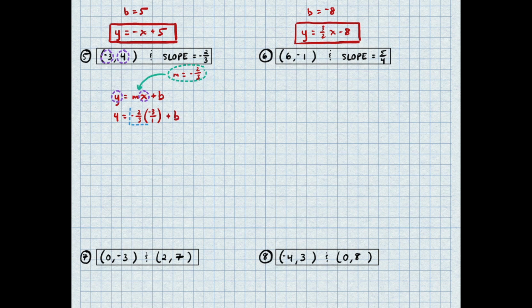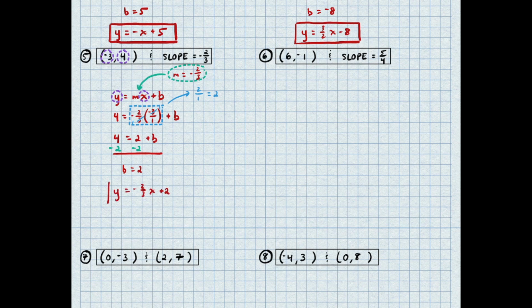Now we have to multiply this -2/3 by -3 over 1. First, notice that this 3 and 3 are going to cross cancel to make 1 and 1. After cross canceling, we're going to see that 2 times 1 is going to be 2, and 1 times 1 is going to be 1. This thing is just going to simplify down to 2. And I dropped the negative since I knew that a negative times a negative would be a positive. Simplified a bit, we can say that 4 is equal to 2 plus b. To solve for b, we're going to subtract 2 from both sides here. Subtracting 2, we're going to find that b is equal to +2.